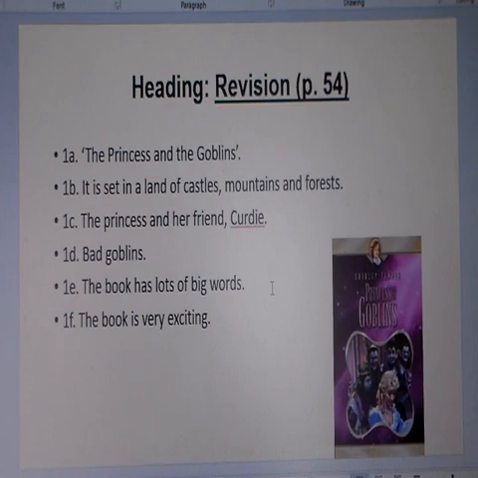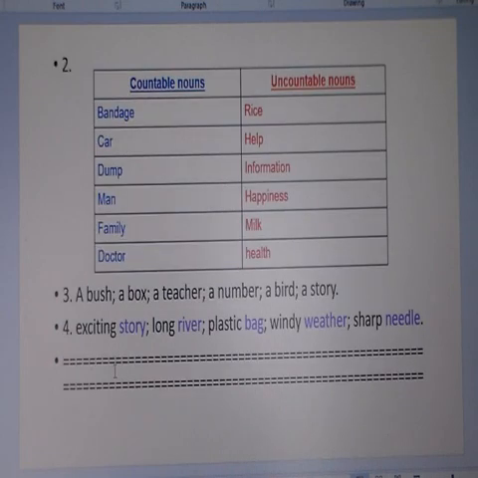Question 1E, what is difficult about the book? The book has lots of big words, maybe for someone who's very young and not that experienced. And then what is good about the book? It is very exciting. That's the answer to question 1F. We're almost finished. The last couple of questions. Question 2, again, the same as the previous exercise.